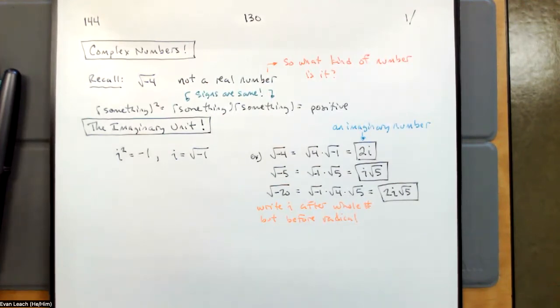2i times the square root of 5. That's the order that we're going to write things. It's not wrong to write square root of 5 times i, but it's not very clear, and so we could improve. It's kind of like an Oxford comma. There's no reason to not use an Oxford comma. Just use the Oxford comma. It increases clarity.